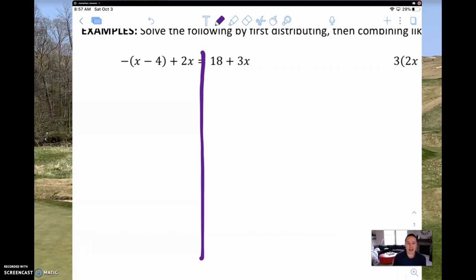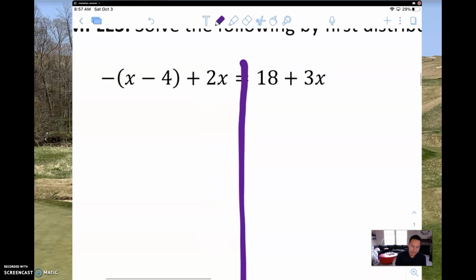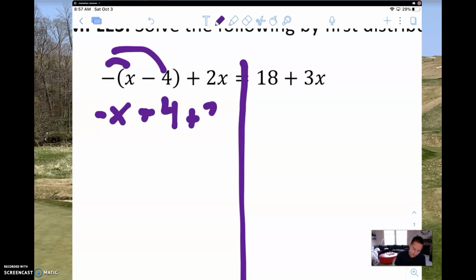So the first thing that happens is we have to distribute. So in this case, we see this minus sign, it's like a -1, and we can distribute it to both of them. -1 times x is minus x. -1 times -4 is positive 4. Then we drop down the plus 2x. That equals 18 plus 3x. So that first step that we did was we distributed.